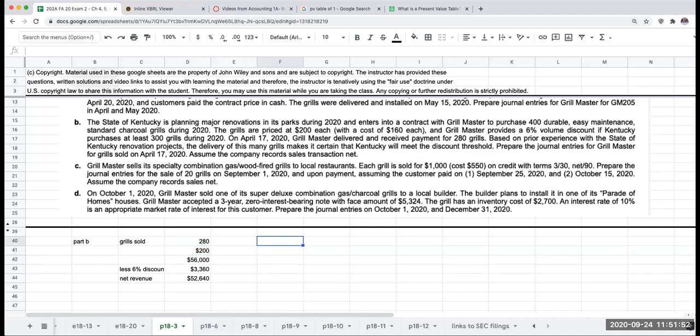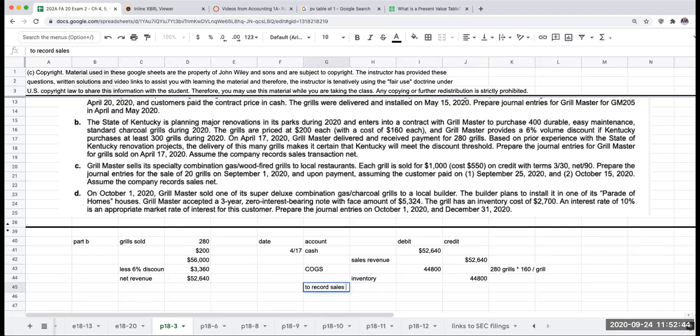They sold 280. So here, my date over here is going to be 4/17. I'm receiving cash. I'm debiting cash for 52,640, assuming that Kentucky wants to not pay me the full amount. Sales revenue, 52,640. Then I have to show the inventory coming off of my books. This is going to be $160 per grill times 280. Okay. And this is to record sales revenue. Okay, so that's how we would do this one right here.